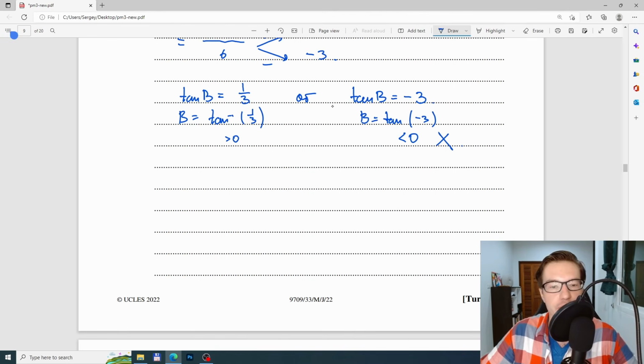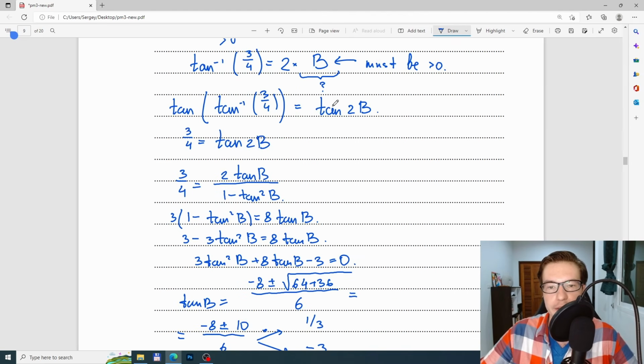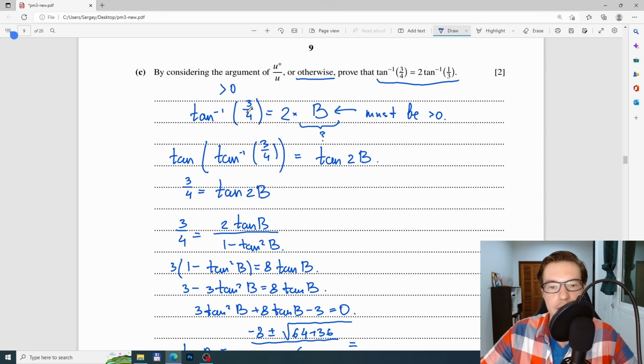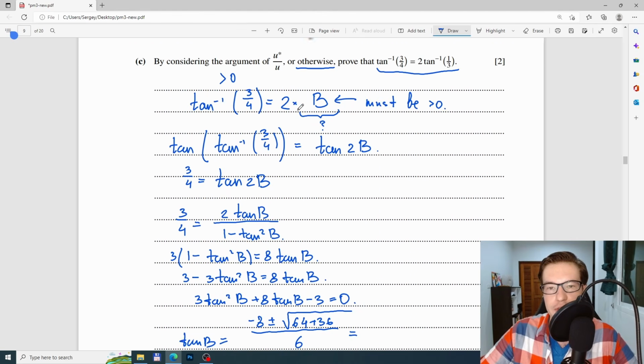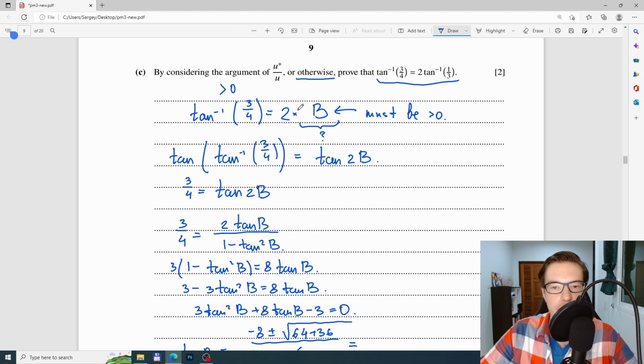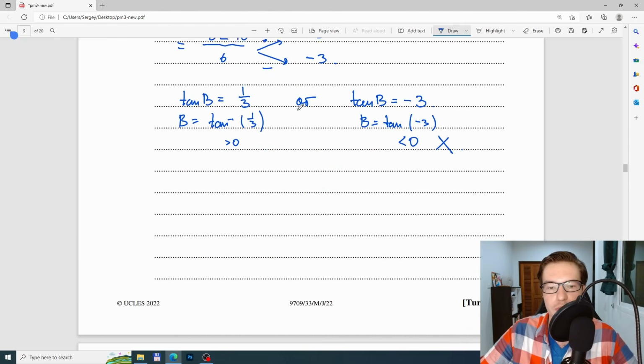So that means I will have to choose the first option and say that b equals inverse tangent of 1 over 3. And now, if we look back at our first line, that means inverse tangent of 3 over 4 equals 2 times b, which is inverse tangent of a third. So that means I've proven what I had to prove.